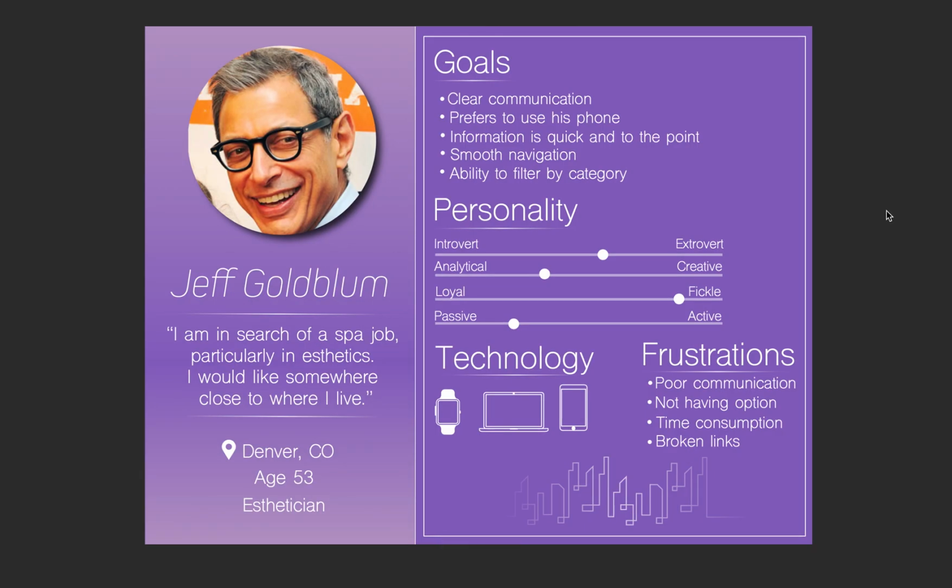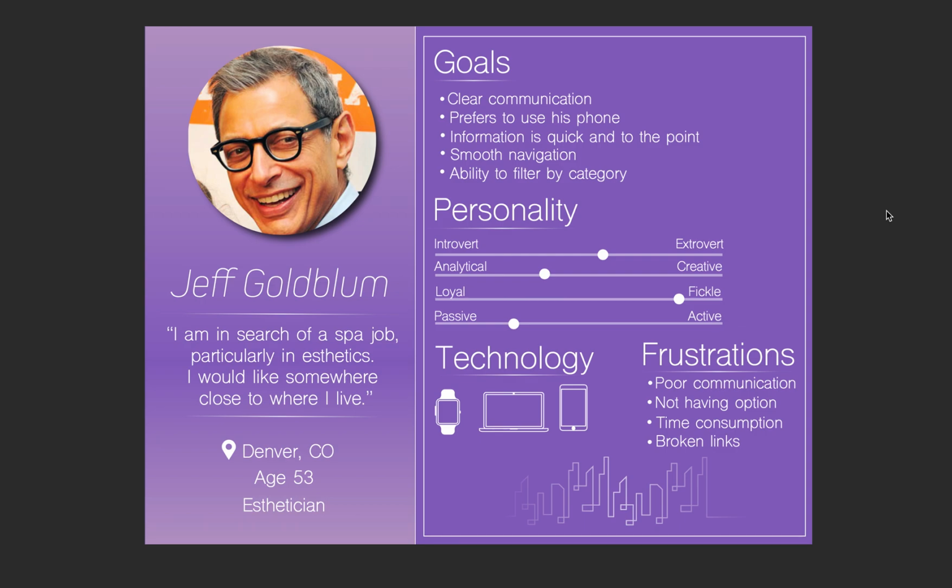So here we have a user persona. We have Jeff Goldblum. He quotes, "I am in search of a spa job, particularly in aesthetics. I would like somewhere close to where I live." He lives in Denver, Colorado. He is 53 years old and he is an esthetician.